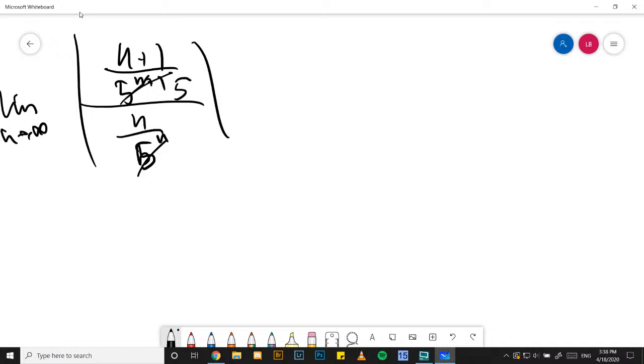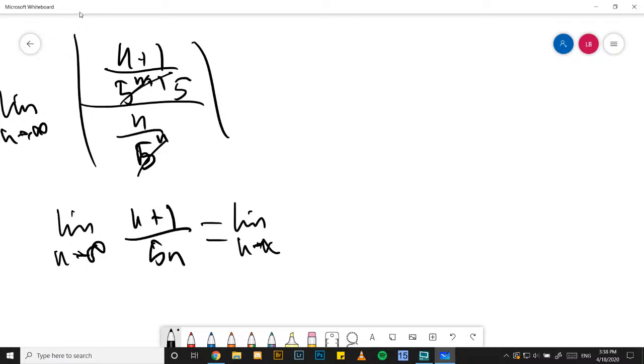And then if I just look at what happens to the fraction, it just becomes (n plus 1) over 5n. So the limit as n approaches infinity of (n plus 1) over 5n. Notice that this is an indeterminate form: if you plug in infinity for the numerator, we get infinity, and for the denominator, we also get infinity. So this is infinity over infinity. So we can use L'Hopital's rule and differentiate both the top and the bottom. If you differentiate the top, n plus 1, you get 1. And you differentiate the bottom, you get 5.